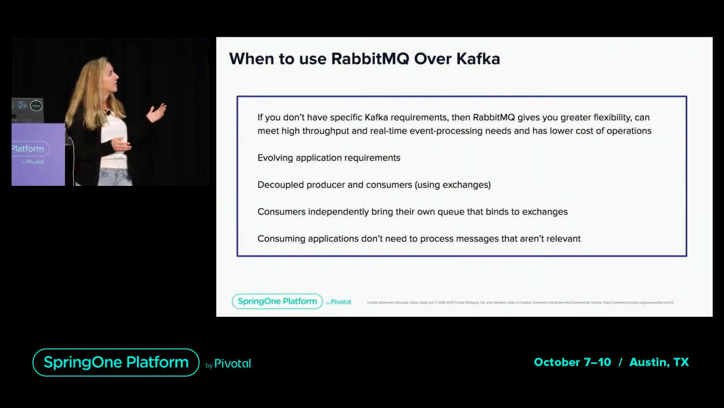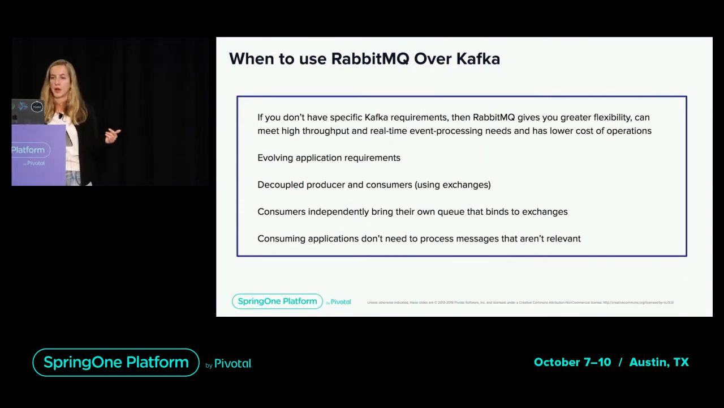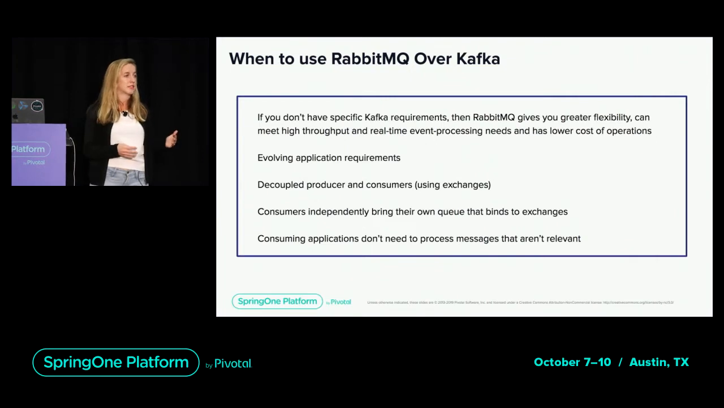Because of the flexibility in the broker, it also suits evolving application requirements. Let's say you're just starting out and the architectural uncertainty is high. You know you need to connect things, but you're not exactly sure how that's going to happen yet. Rabbit will let you more easily evolve as those requirements become more specific.